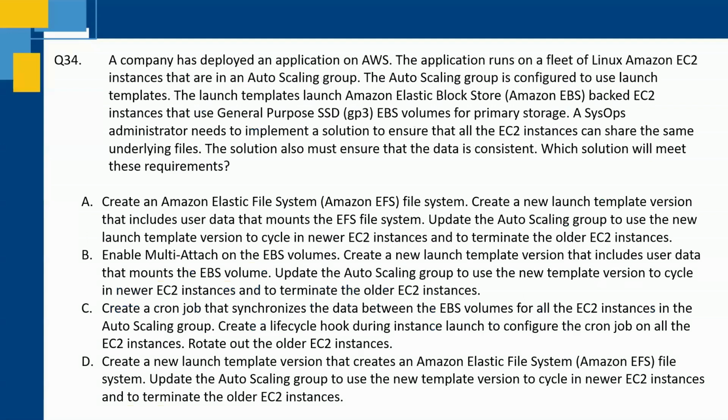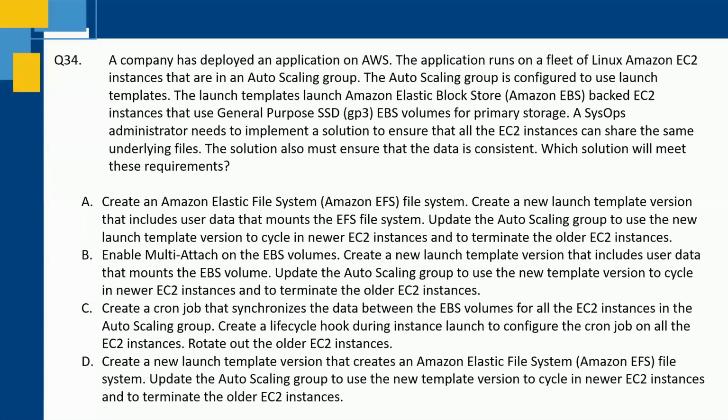Next question. A company has deployed an application on AWS. The application runs on a fleet of Linux Amazon EC2 instances that are in an auto-scaling group. The auto-scaling group is configured to use launch templates. The launch templates launch Amazon Elastic Block Store backed EC2 instances that use general purpose SSD EBS volumes for primary storage. A SysOps administrator needs to implement a solution to ensure that all the EC2 instances can share the same underlying files.